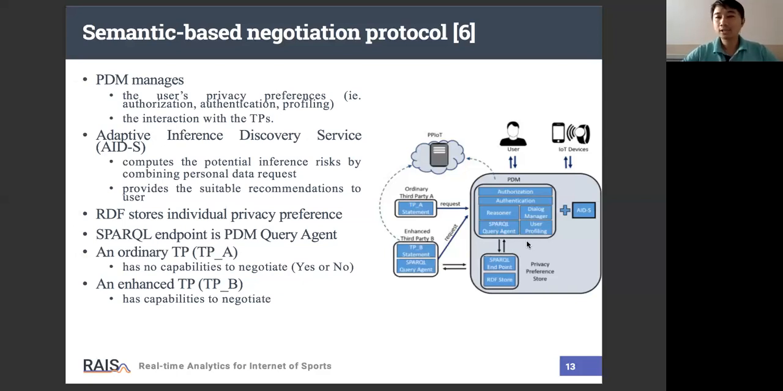And one more interesting thing in this model is the AIDS, and it also includes the RDF store. It means they try to combine the existing privacy references and try to create a new one to answer the new service provider's security and privacy policy. They can extract or infer the new ones from the original, but they apply the semantic way rather than machine learning. So I'm not sure they can work with some complex requirements.